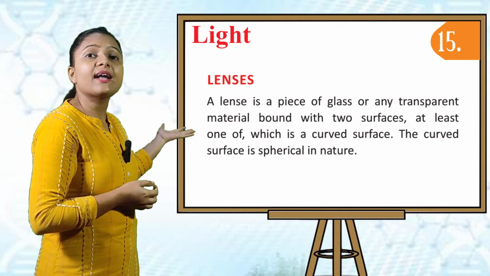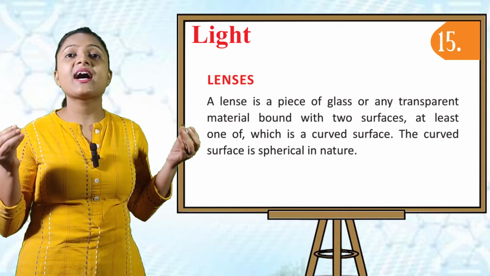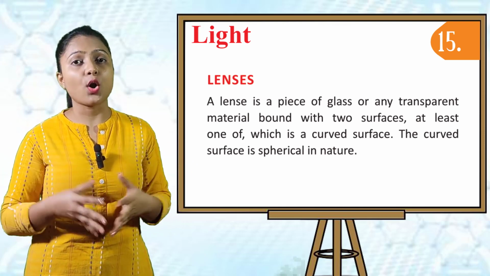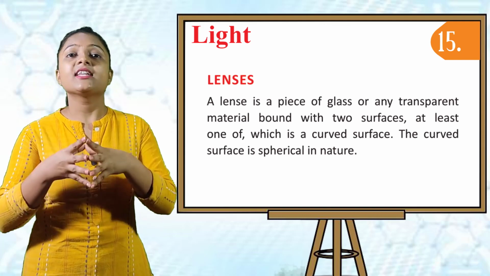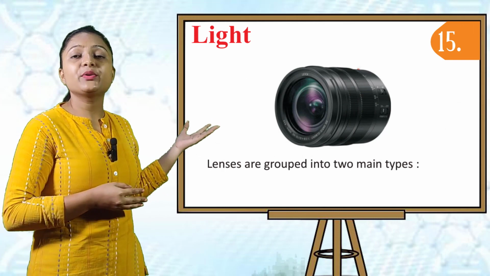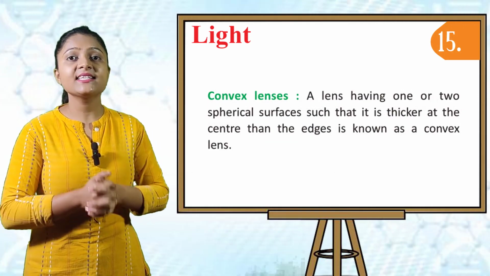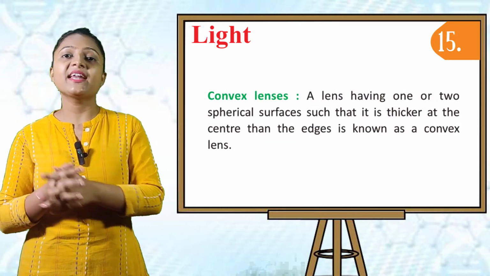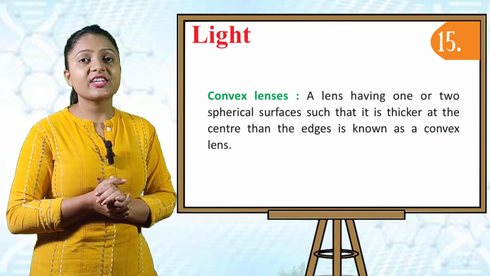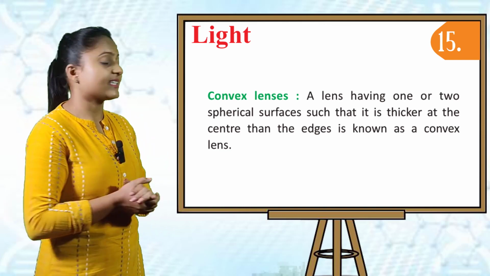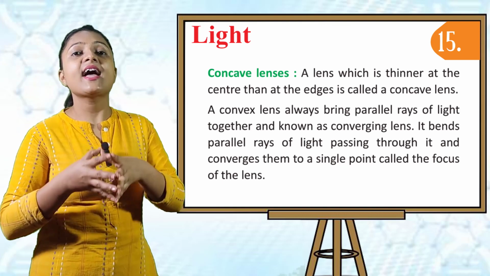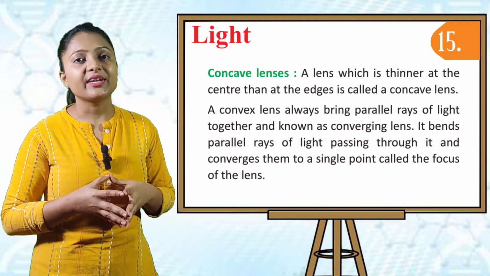Now let's look at lenses. A lens is a piece of glass or any transparent material bound with two surfaces, at least one of which is curved. The curved surface is spherical in nature. Lenses are grouped into two main types: convex lenses, a lens having one or two spherical surfaces such that it is thicker at the center than the edges, is known as a convex lens. A concave lens, a lens which is thinner at the center than at the edges, is called a concave lens.